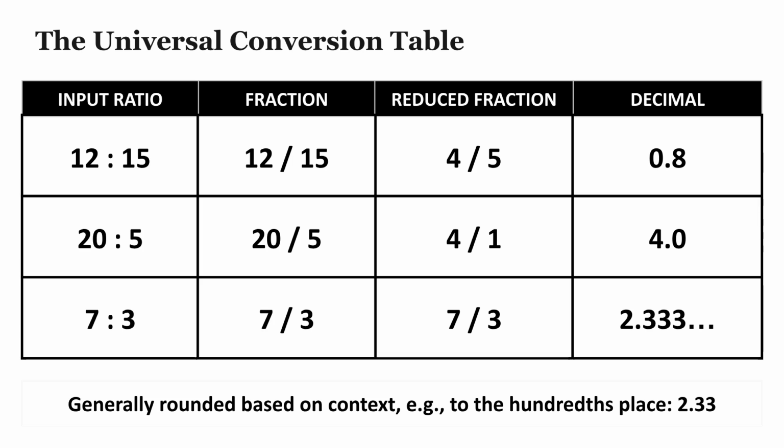Use this conversion table as a recipe. Start with the ratio, write it as a fraction, reduce it, and then divide to get your decimal. If the division doesn't end, rounding is perfectly acceptable based on the context.